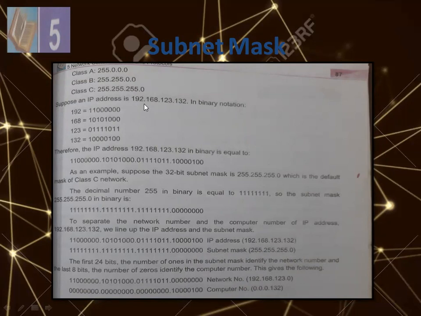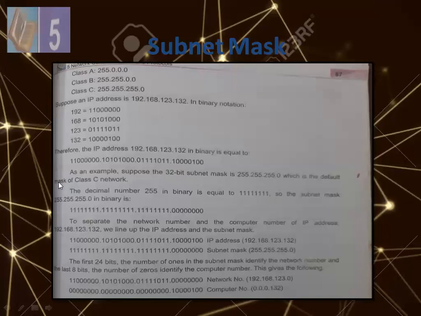192.168.123.132. If you convert this IP address to binary, 192 is equal to 11000000, 168 is equal to 10101000, 123 is equal to 01111011, and 132 is equal to 10000100. Therefore, the IP address 192.168.123.132 in binary is equal to 11000000 10101000 01111011 10000100.